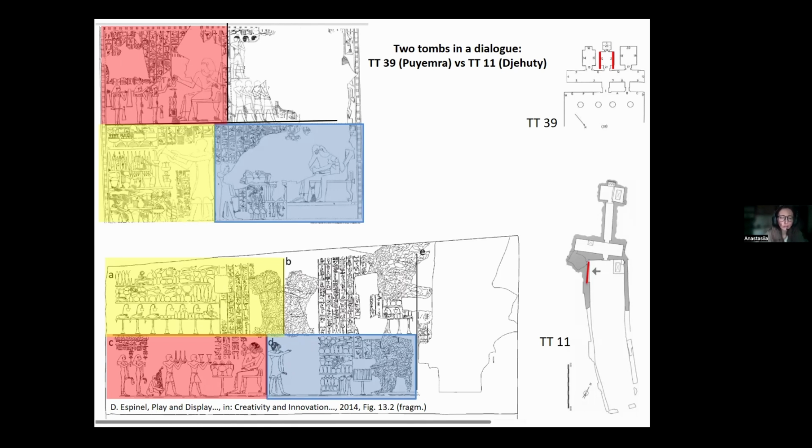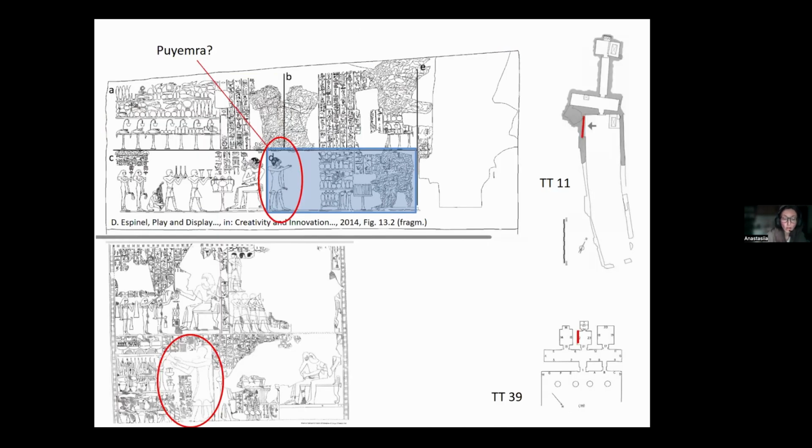May we assume that it was known among their contemporaries? What does it mean? Maybe. So, can we think of Puimra, for instance, encrypted as a sem priest in the tomb of Jehuti? Note that in Puimra's version of this scene, which is here, he himself is shown acting as a sem priest and making offerings to the gods, namely to Hathor and Osiris.